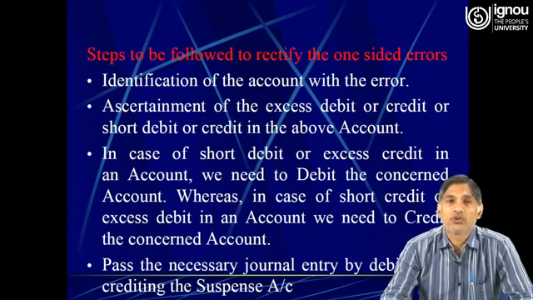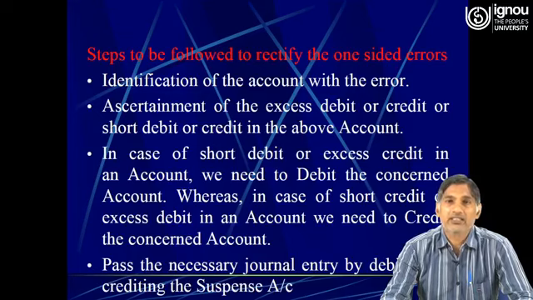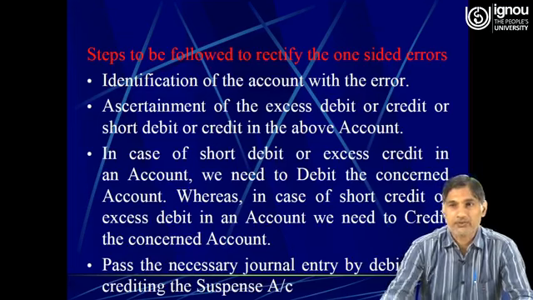In case of short debit or excess credit in an account, we need to debit the concerned account, whereas in case of short credit or excess debit in an account, we need to credit the concerned account. Then the next step is pass the necessary journal entry by debiting or crediting the suspense account. Since only one account is affected, therefore the journal entry is passed with the help of the suspense account.